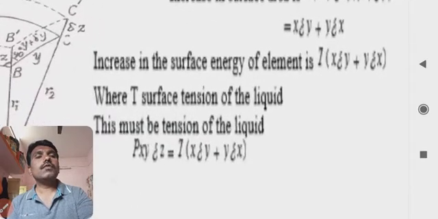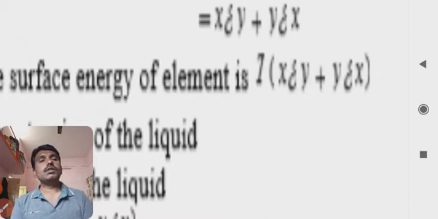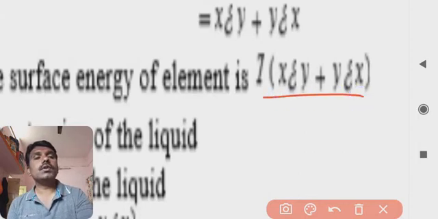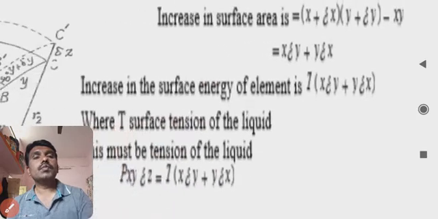No doubt if you multiply with the T, that is the surface tension, then due to that T into x del y plus y del x, this will be the new surface energy, or the increase in the surface energy, given in this particular case.